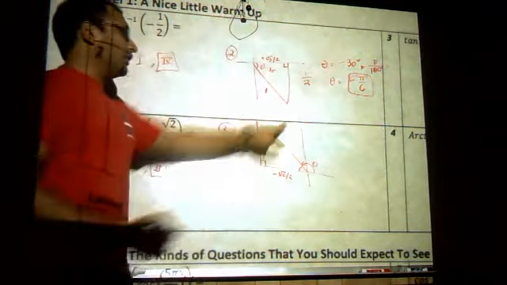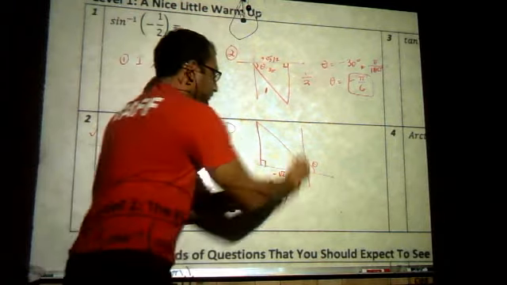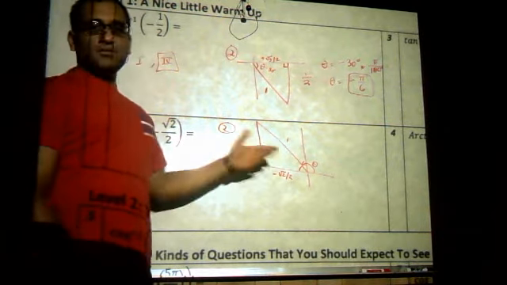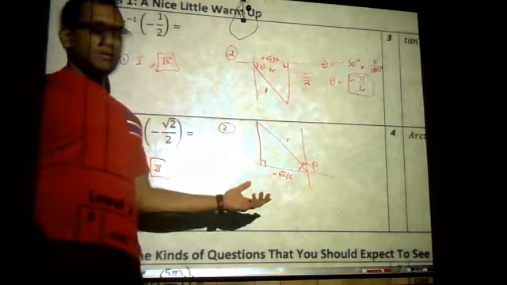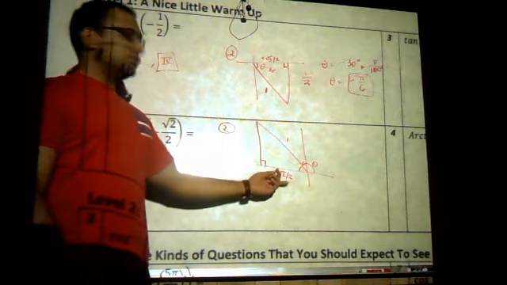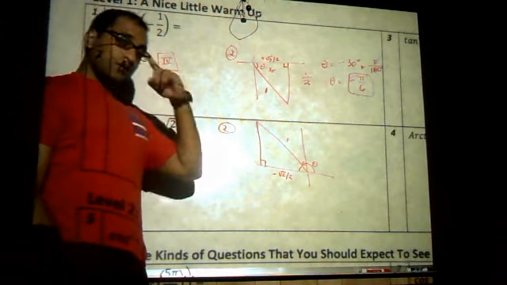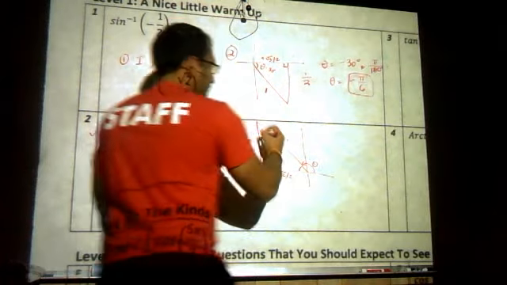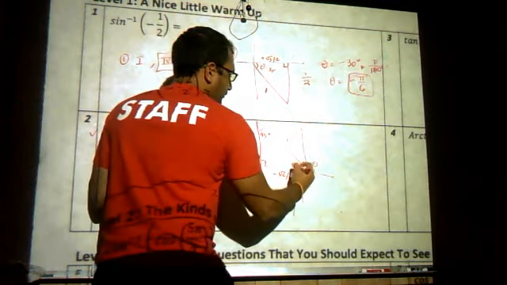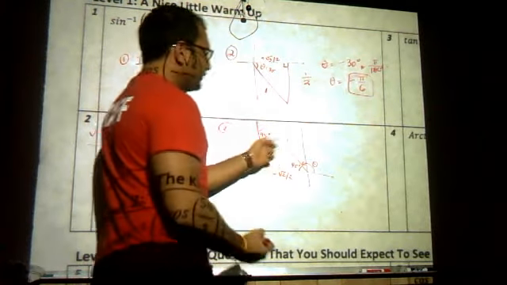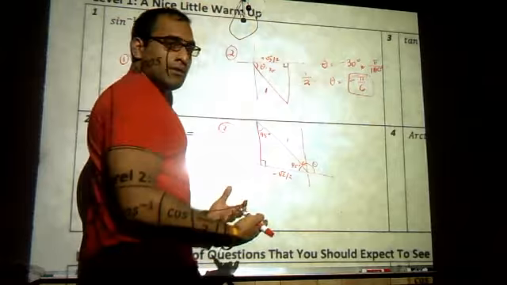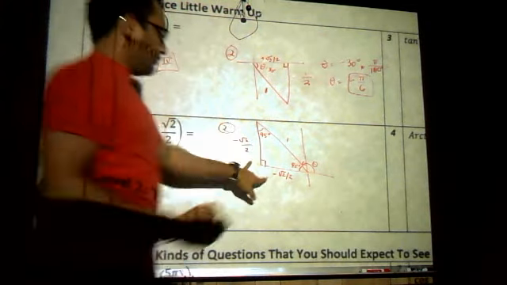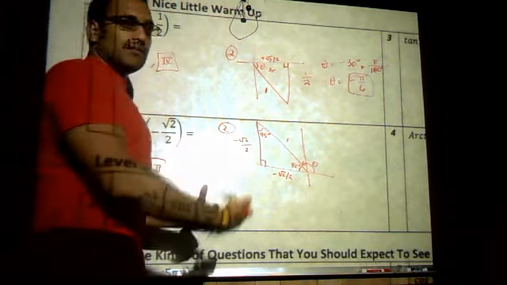Cosine means adjacent over hypotenuse. So negative square root of 2 over 2 would be on this side over 1. Do I know any 30, 60, 90 or 45, 45, 90 degree triangles that will give me the adjacent value to be negative square root of 2 over 2? Bada bing! Yes, 45, 45, 90. That is the triangle I'm going to use to obtain the angle that I'm looking for.